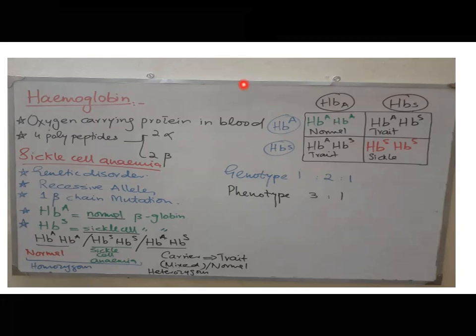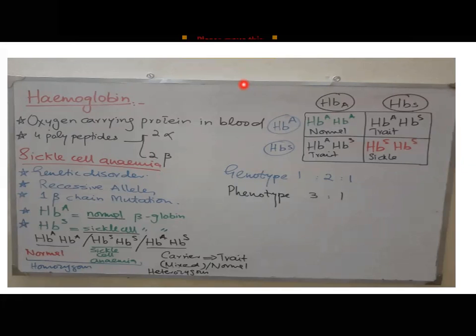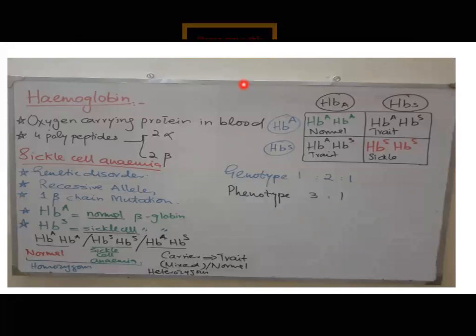But I'm just going toward that condition, that is the heterozygous condition. I'm going to discuss that condition. First of all, I was discussing the homozygous condition, both the normal and the sickle cell anemia. Now, the third condition is HbA and HbS, which you are talking about, Rayuman.